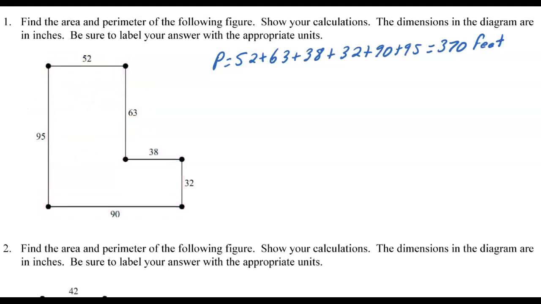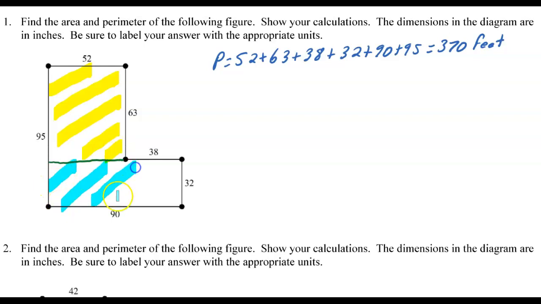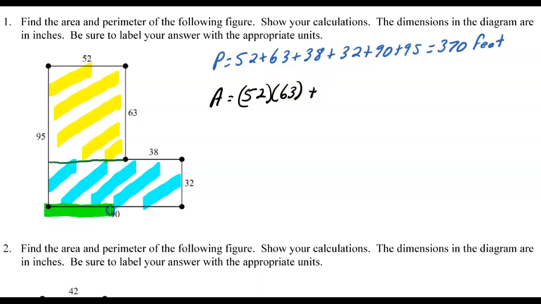If you were to carpet the room, then you need the area inside the shape. If I draw this green line, you can see I have two different rectangles. I have this yellow rectangle, and I have this blue rectangle. And I need to find the area of each rectangle. So the area of the yellow rectangle is base times height. So 52 times 63. The area of the blue rectangle is going to be the base, which I just highlighted in green, 90, times 32, which is the height that I just highlighted in pink.